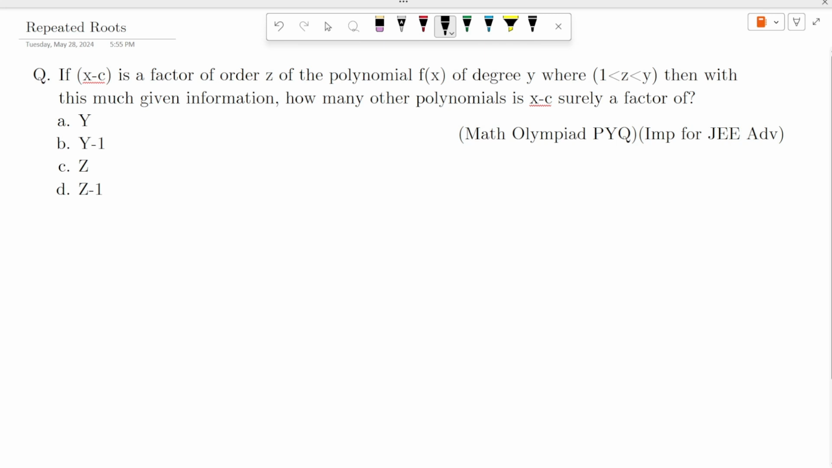Hello, everybody. Today we are going to discuss a question from some sort of Math Olympiad PYQ. It was mailed to me on my Gmail account, so I'm not really sure about the origin of this question. This was all that was mentioned in the email.